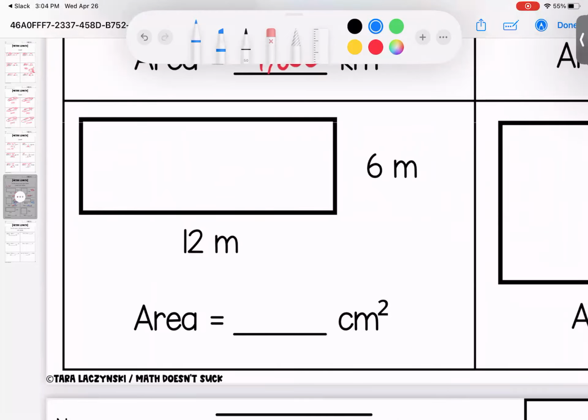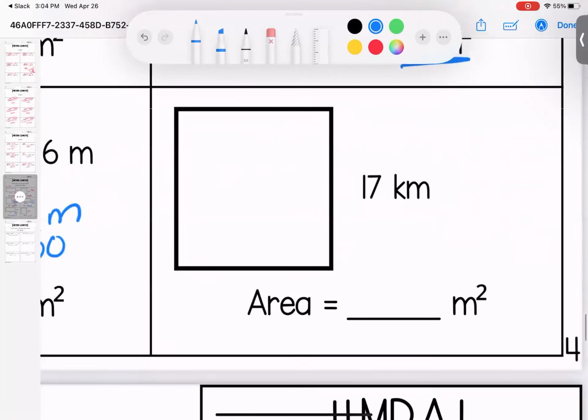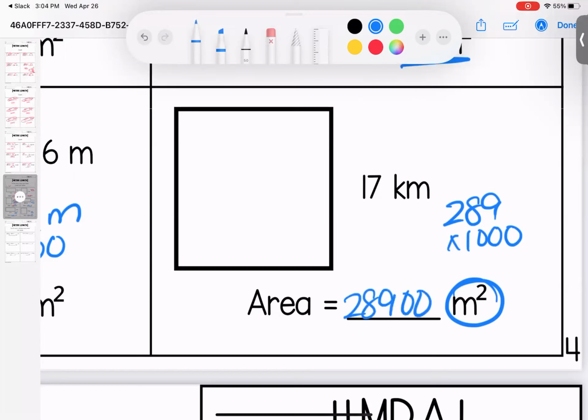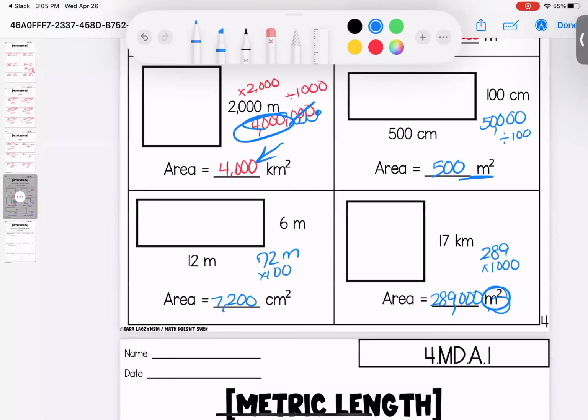Coming down here, 6 times 12 gives me 72 meters. Meters to centimeters. 1 meter is 100 centimeters. 7,200 centimeters. Last one, 17 times 17 gives me 289, but I want it as meters. I have to times it by 1,000. There's 1,000 meters in a kilometer. 289,000 meters. Questions? Bring them with you to class.